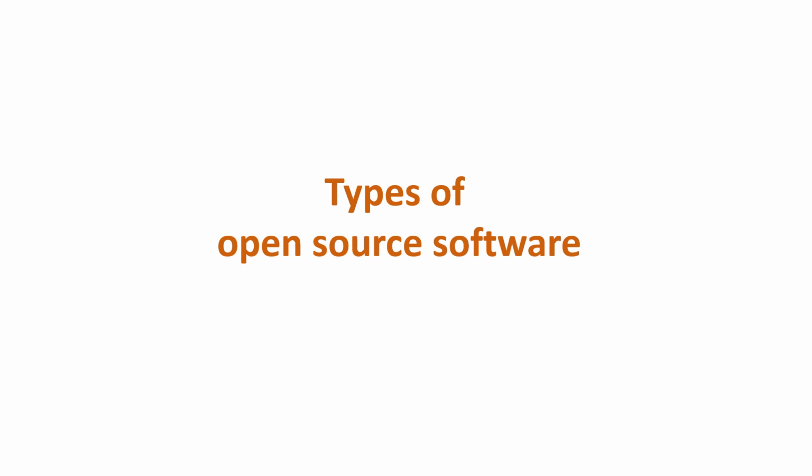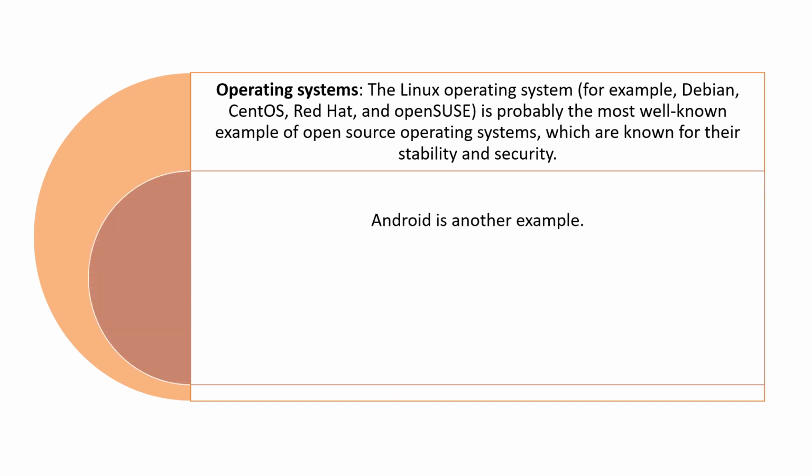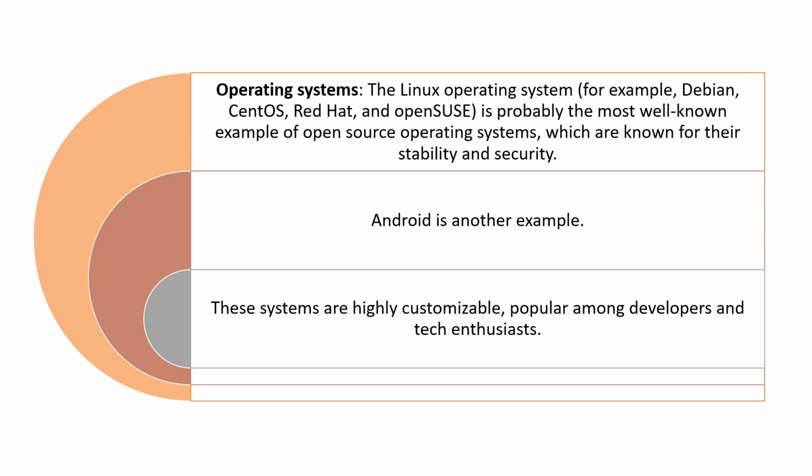Next, we can see the types of open source software. The first type is operating system software, that is, the Linux operating system. For example, Debian, CentOS, Red Hat and openSUSE are probably the most known examples of these open source operating systems, which are well known for their stability and security. Android is also another example. These systems are highly customizable, popular among developers and tech enthusiasts. So this is one type of open source software, the operating systems.